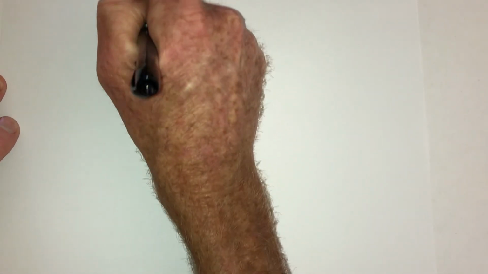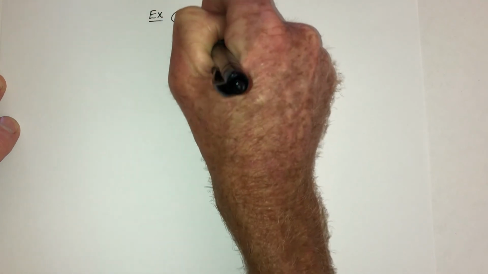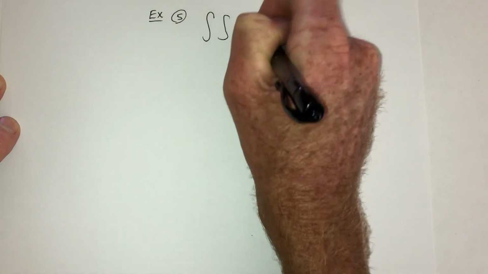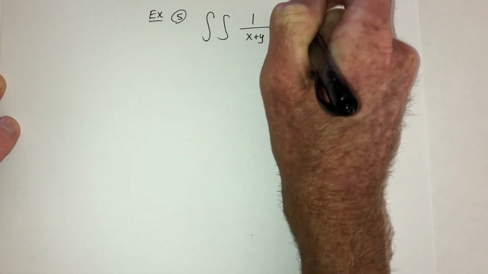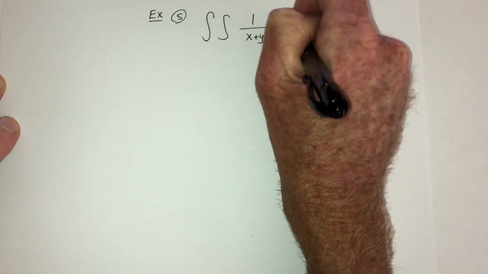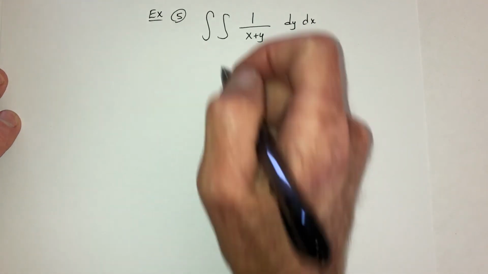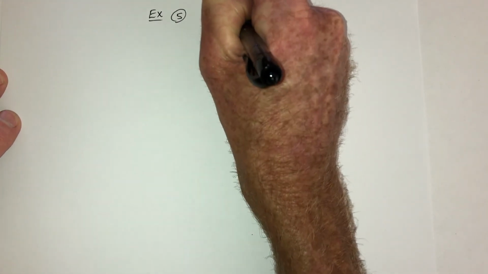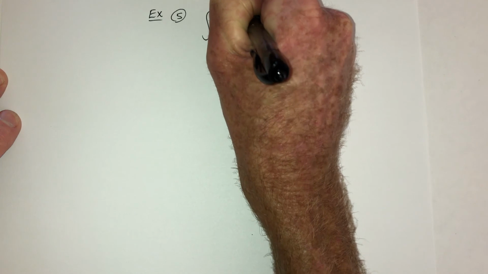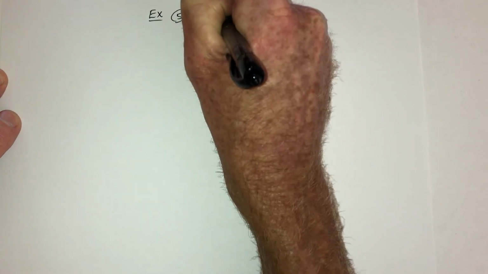All right, there's one other one that I wanted to do. This video's already gotten sort of long, but I'll just do this real quick. What's the double integral of 1 over x plus y, if it goes from 0 to x minus 1, and then from 1 to 2?